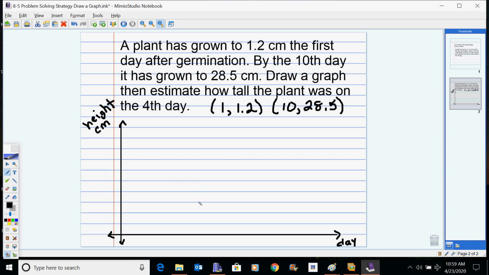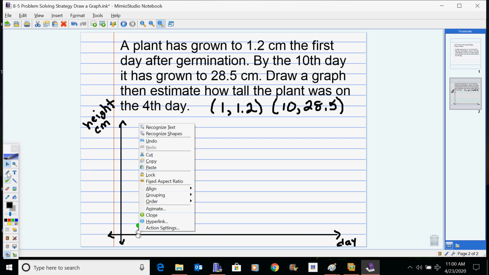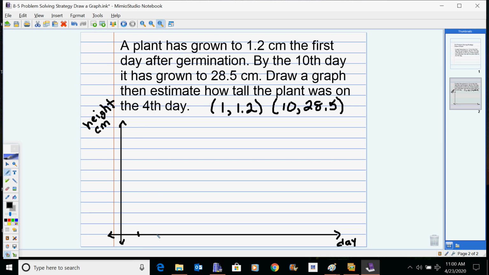Okay, so it's very easy to say, okay, we've got 10 days, so we're just going to go by ones on this day axis. I do want you, you don't have to measure it, but I want you to make your little lines as close as possible to being even. So I have 1, 2, 3, 4, 5, 6, 7, 8, 9, and 10.